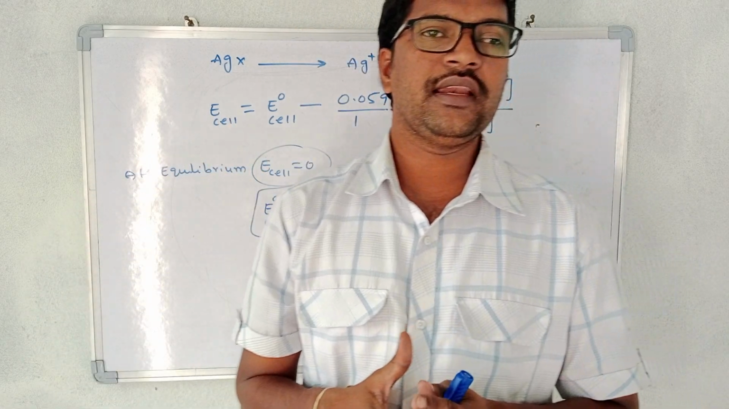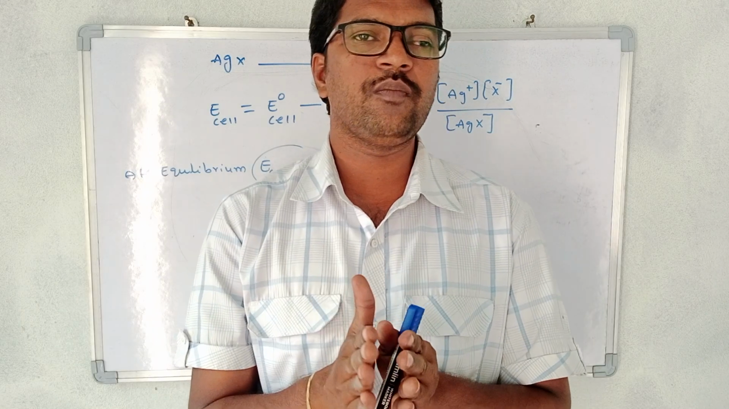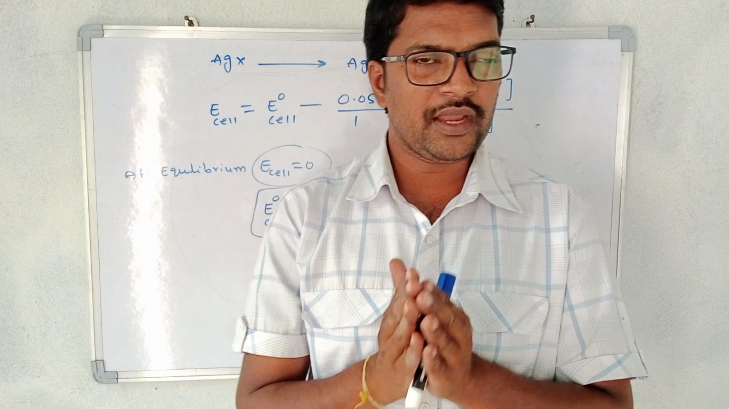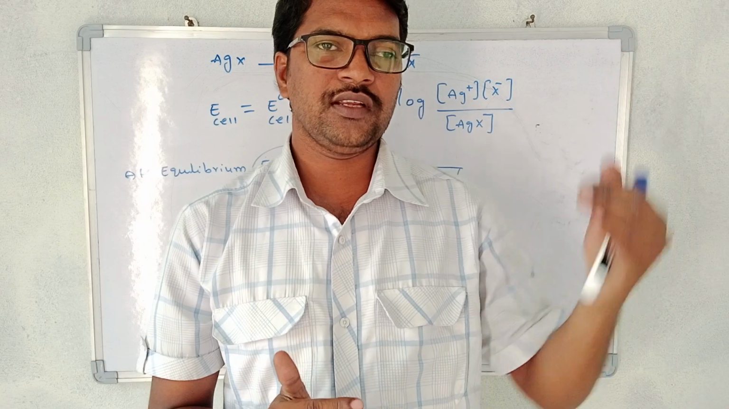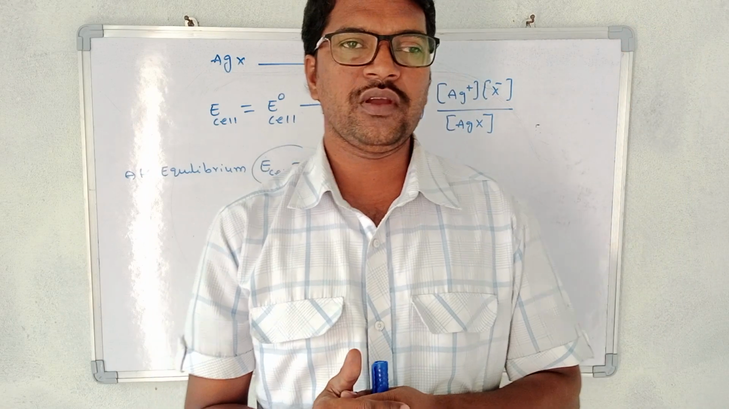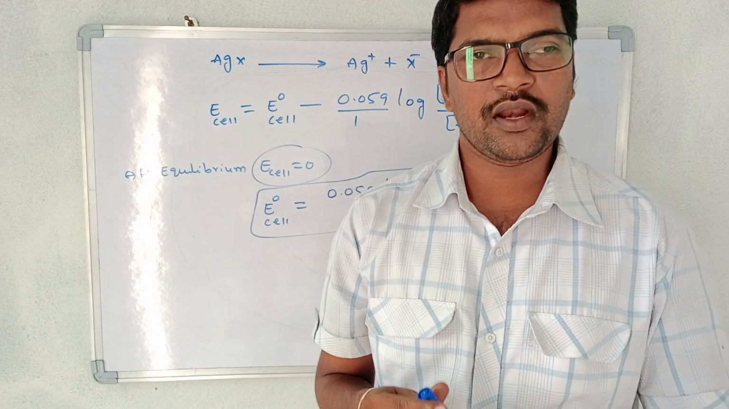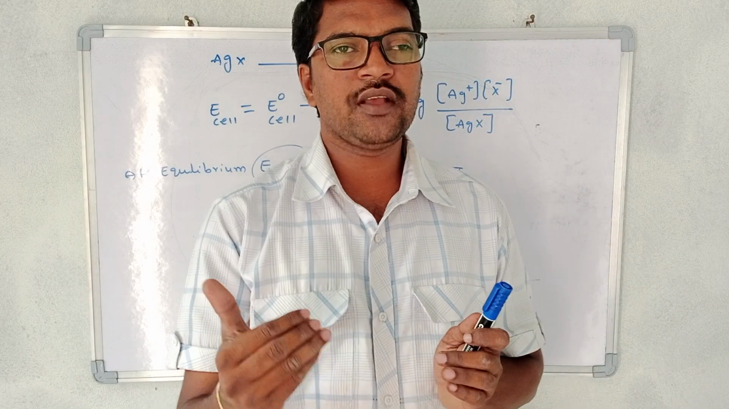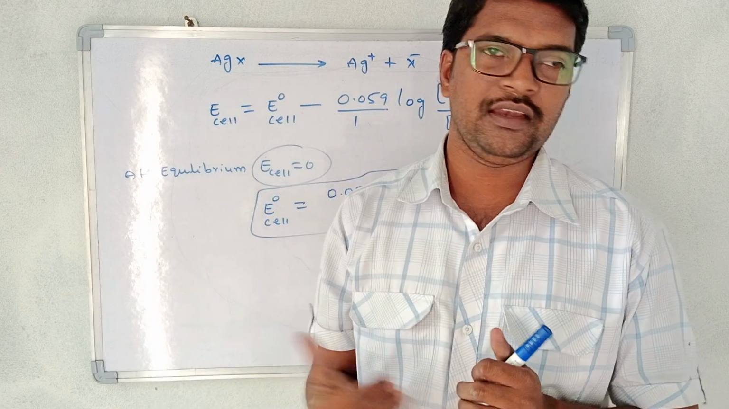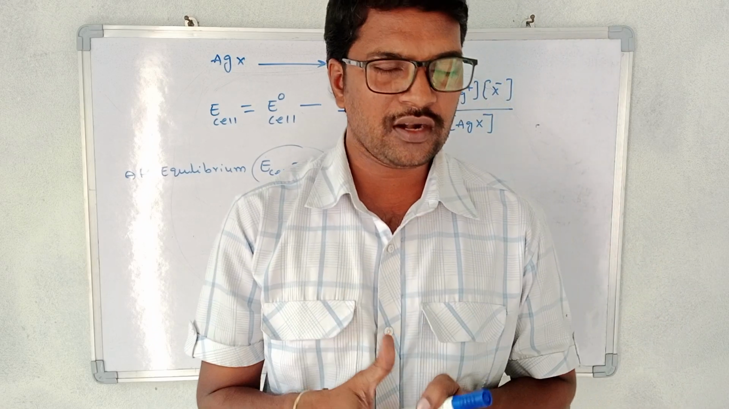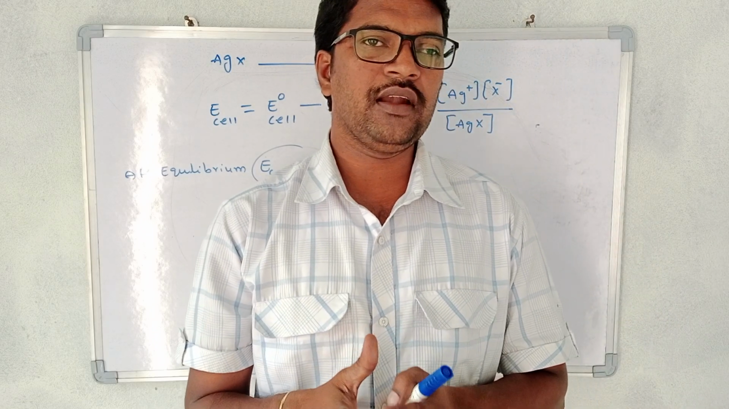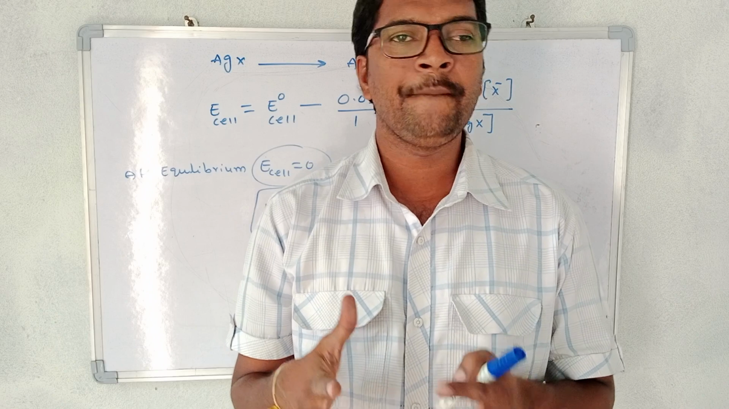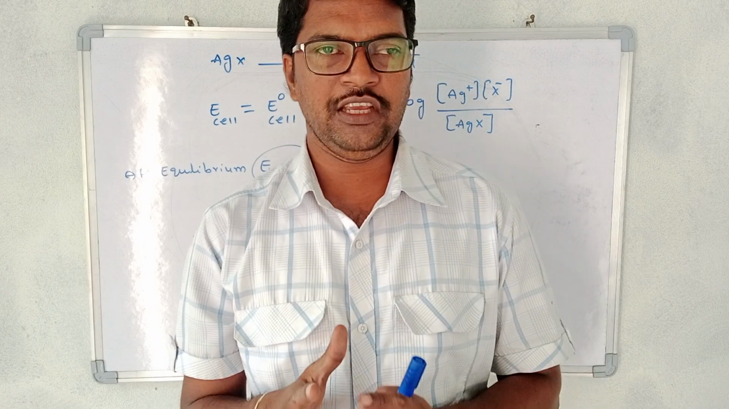Overall, the Nernst equation is E is equal to E naught minus 0.059 by n log of product concentration by reactant concentration. In this equation, n indicates the number of electrons transferred, that is, how many electrons are transferred in the reaction. By substituting that, we get the E cell value and E naught cell. E naught cell is at standard condition, and E cell is at normal condition. If the reaction is at equilibrium, the E cell value can be taken as 0.